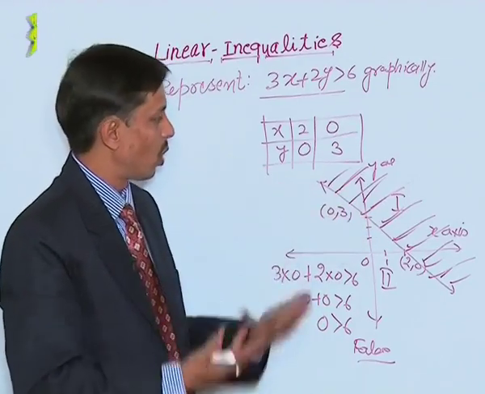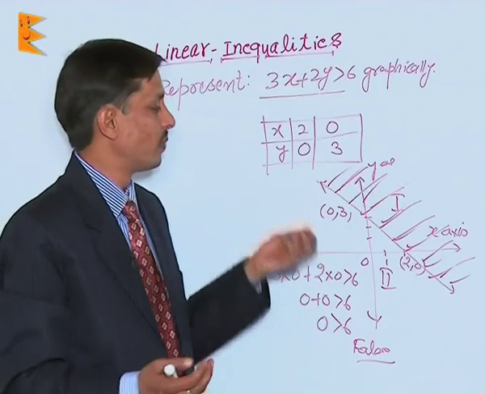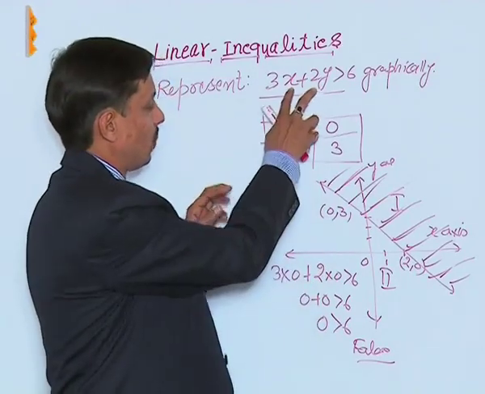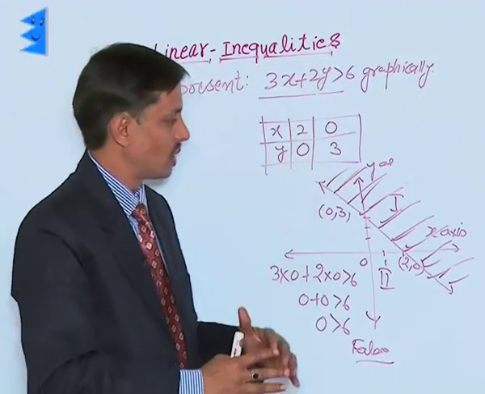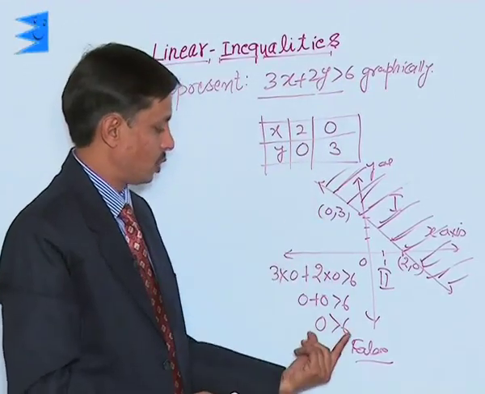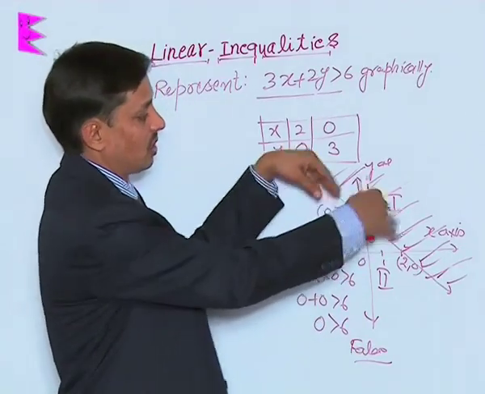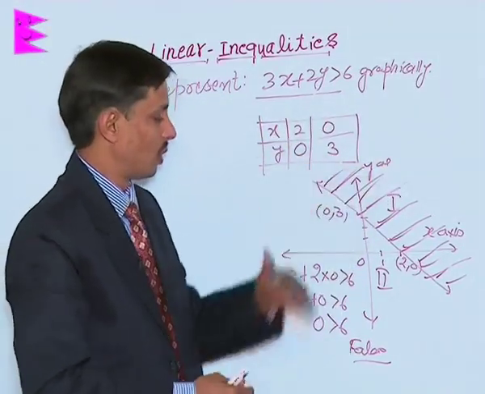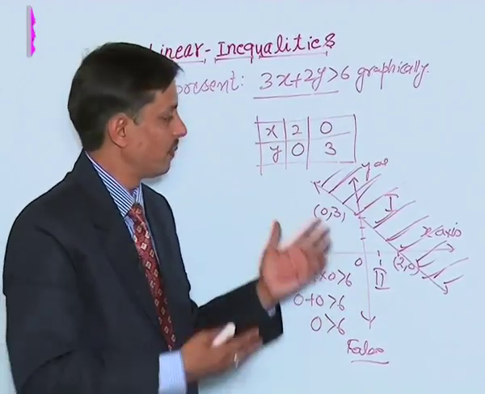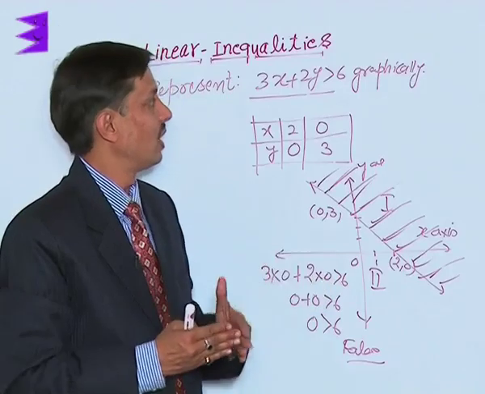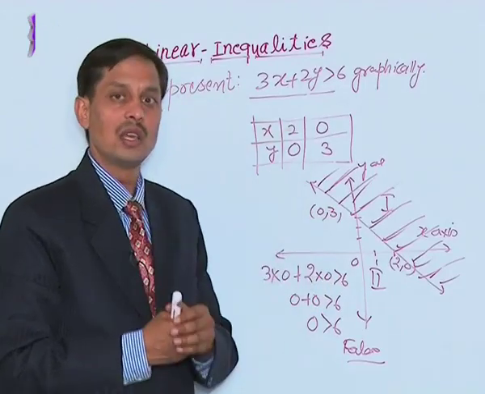To obtain that, what we need to do is simply check whether 0, 0 is in its solution set or not. If it is true, then yes. As it is coming false, the solution set is in the direction opposite to the origin. So this is the way of finding and representing linear inequalities graphically.